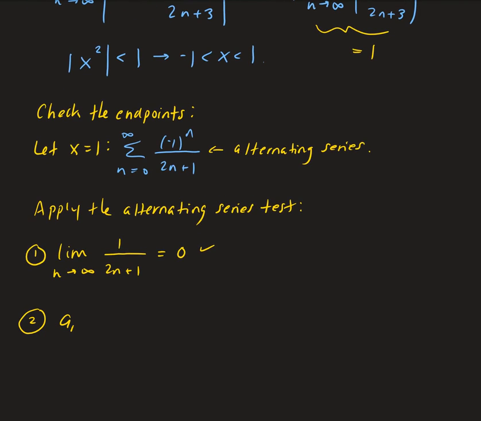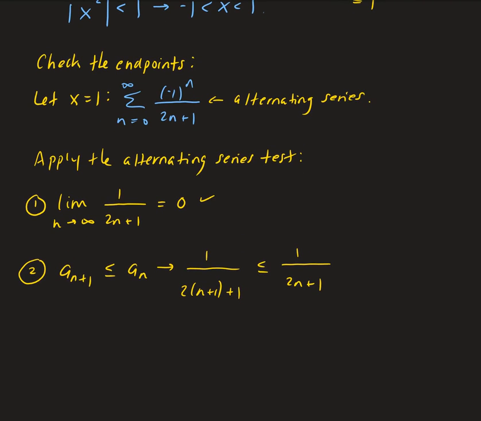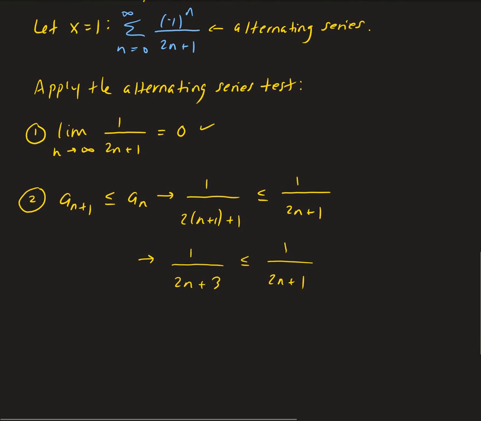The second condition is that the (n plus 1)th term must be less than or equal to the nth term. So we have 1 over 2 times (n plus 1) plus 1 less than or equal to 1 over 2n plus 1. From here we have 1 over 2n plus 3, and that's less than or equal to 1 over 2n plus 1. This is definitely true, and we can verify that. This is just 2n plus 1 less than or equal to 2n plus 3, and this is 1 less than or equal to 3.